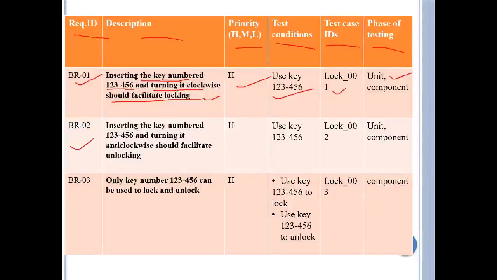The next requirement is inserting the key number 1 2 3 4 5 6 and turning it anti-clockwise should facilitate unlocking. Now the same set of keys you are going to use, and this time you are going to turn it anti-clockwise. If you turn it anti-clockwise, the lock should unlock. Which priority do you have here? High priority. Yes, even this requirement is very high. You need to use the same set of keys, that is the condition, and the test case ID given is Lock 2, and even this will be tested in the phase of unit and component testing.